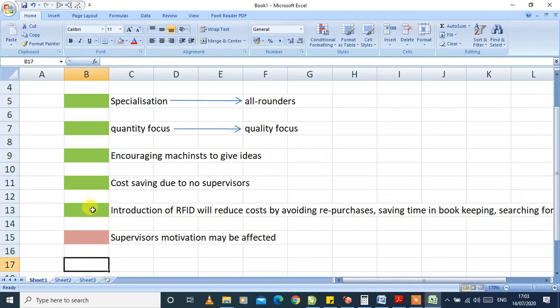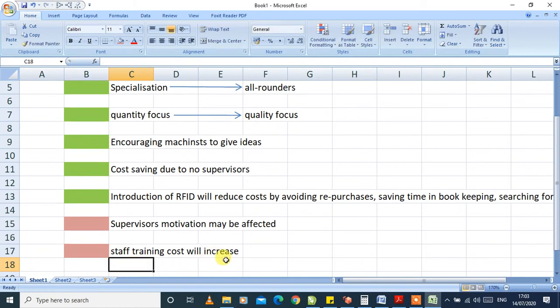You may have to spend heavily on training. Staff training cost will go up. I'll tell you why. Guys, at the moment, these people are specialists in certain areas only. Everyone knows their part of work only. But after the BPR, you want them to be all-rounders. You want everyone to know everything about products. So that would take a lot of training. You may have to spend a lot of time and money in training these people. So staff training cost might increase.